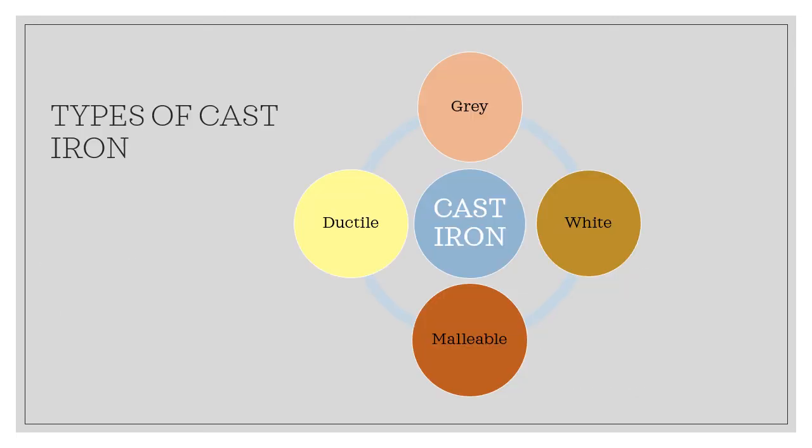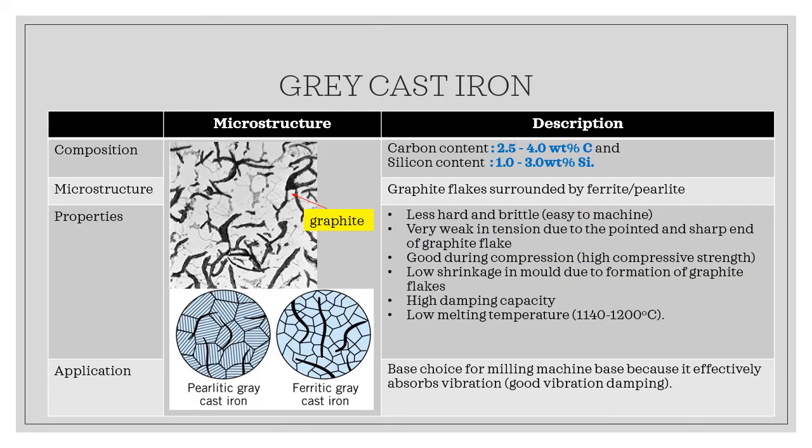There are four types of cast iron, which are grey, ductile, white, and malleable cast iron. Grey cast iron has a carbon content of 2.5 to 4% and silicon content of 1 to 3%. Usually, the microstructures are graphite surrounded by either ferrite or pearlite phases. The properties are less hard and brittle, so it is easy to machine, very weak in tension, and it has lower strength than other types of cast iron.